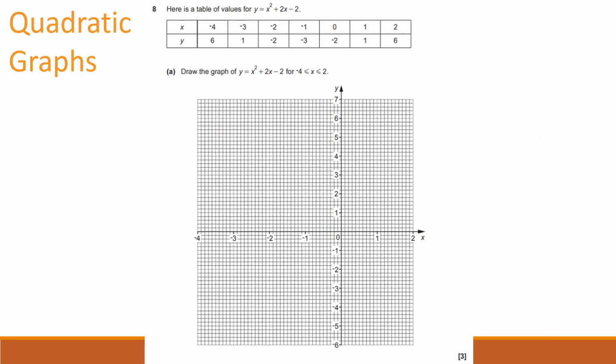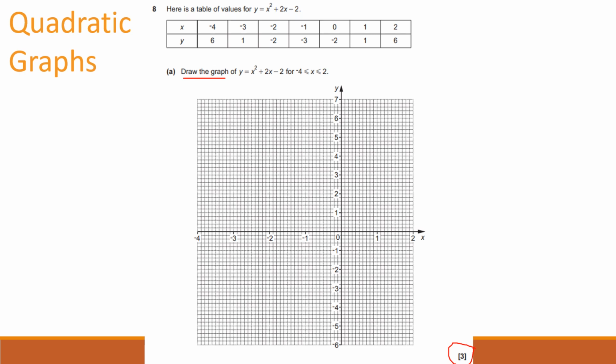Now question 8 is a question to do with quadratic graphs. And on this question we're told that the table of values for y equals x squared plus 2x minus 2 is given below. Now it's very unusual that all the values are filled in on the table. Normally part A is fill in some of the missing gaps. But here all you've got to do is plot the values. Or in this case it says draw the graph, which basically means plot the values, and you get 3 marks for doing this. So it's quite an easy 3 marks to start with.